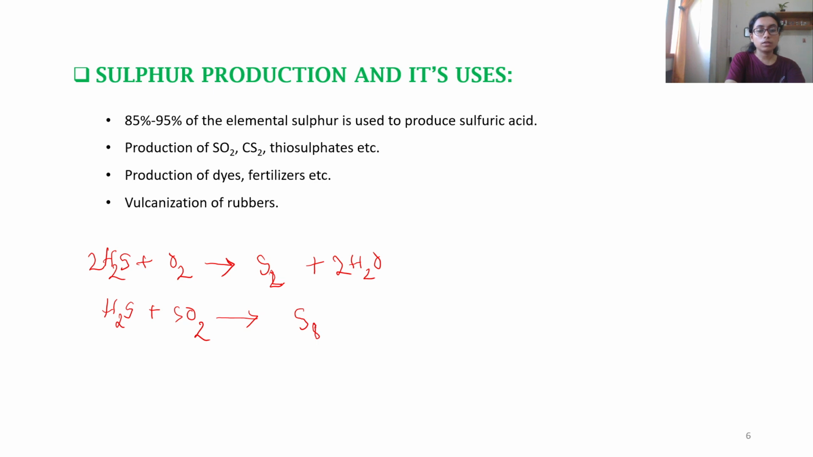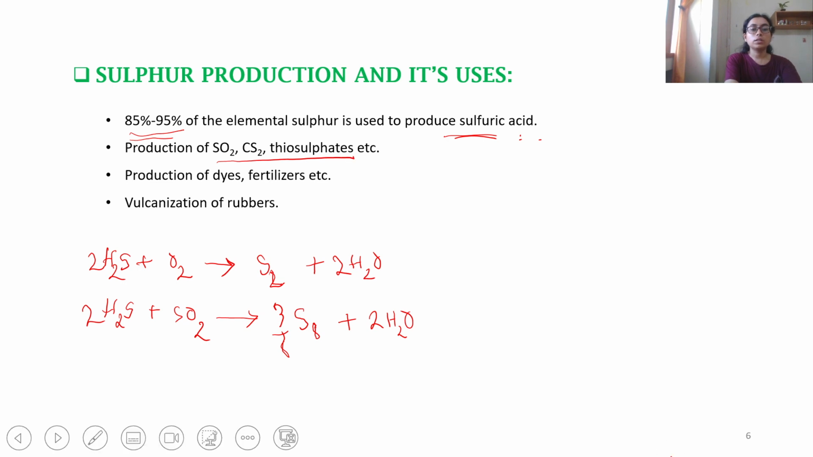This is the stable form of sulfur, okay. Then the produced sulfur we mainly use for production of sulfuric acid. Almost 85 to 95% will be used for the production of sulfuric acid. Then for the production of some other sulfur-containing compounds like SO2, CS2, thiosulfates, then some sulfur-containing dyes, fertilizers, then vulcanization of rubber. Rubbers are long chain polymers, and between two chains we can link a sulfur unit, that is called vulcanization. Then its strength will be enhanced. So for vulcanization of rubbers we use sulfur.